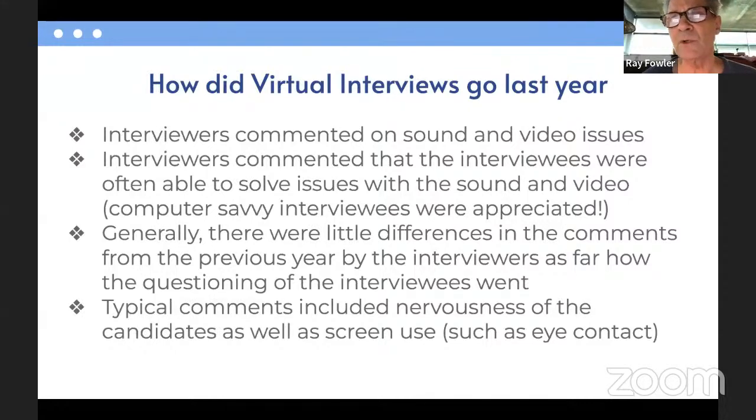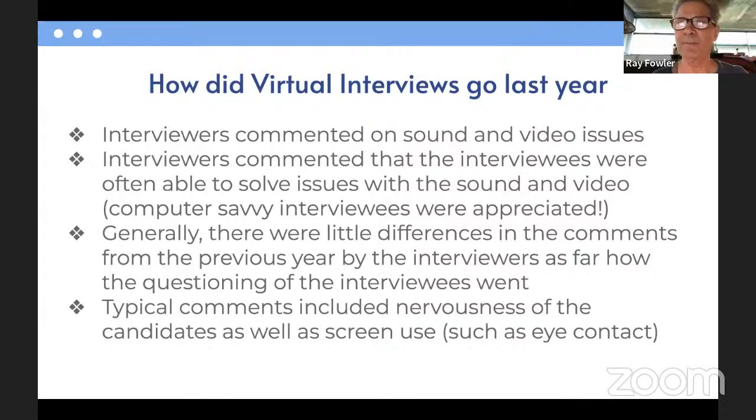And finally, the typical comments included nervousness of the candidates as well as use of the screen. That's two parts. In-person interviews often show someone who is quite nervous, jiggling around in their seat, picking at their ear, pulling their nose, rubbing their eyes, scratching their head, and just acting a tad unprofessional. Not that it's bad, but it's not necessarily a $6 million candidate. And so work on it, practice it.